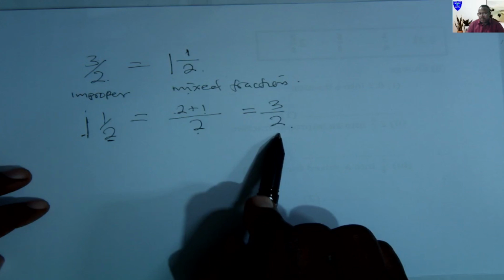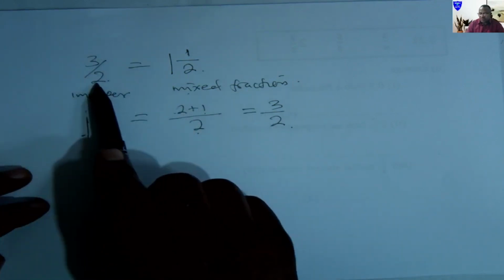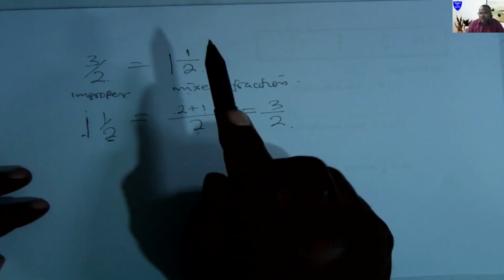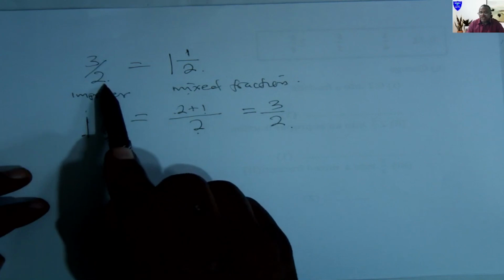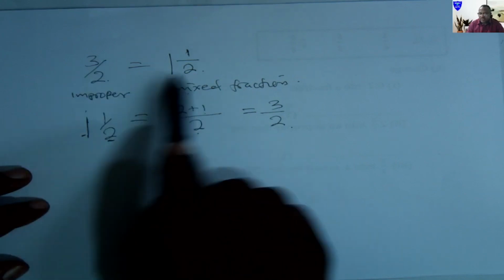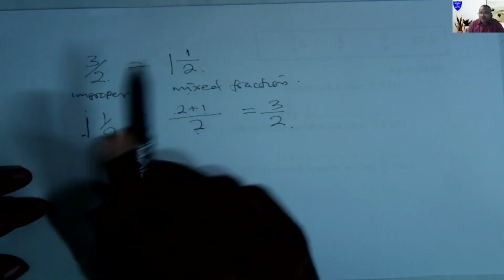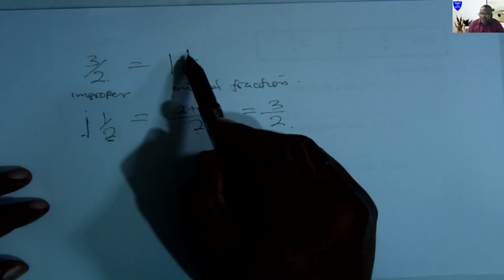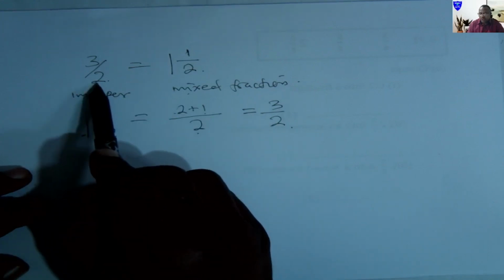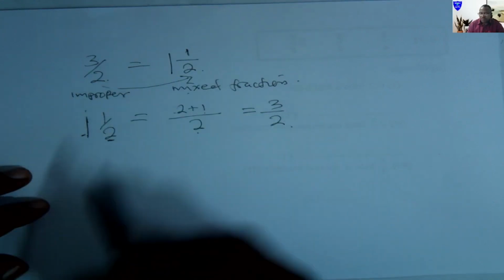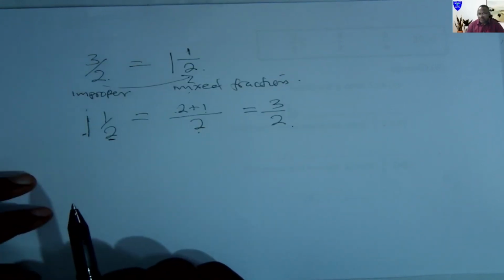Okay, so to change an improper fraction into a mixed fraction, guys, you divide the numerator by the denominator. And in this case, that is what I've done. 3 divided by 2 is 1, remainder 1. That remainder, I write it on top, draw the line, and then I retain the denominator. This denominator simply goes there, doesn't change. I write it there. So you've got a mixed fraction there.